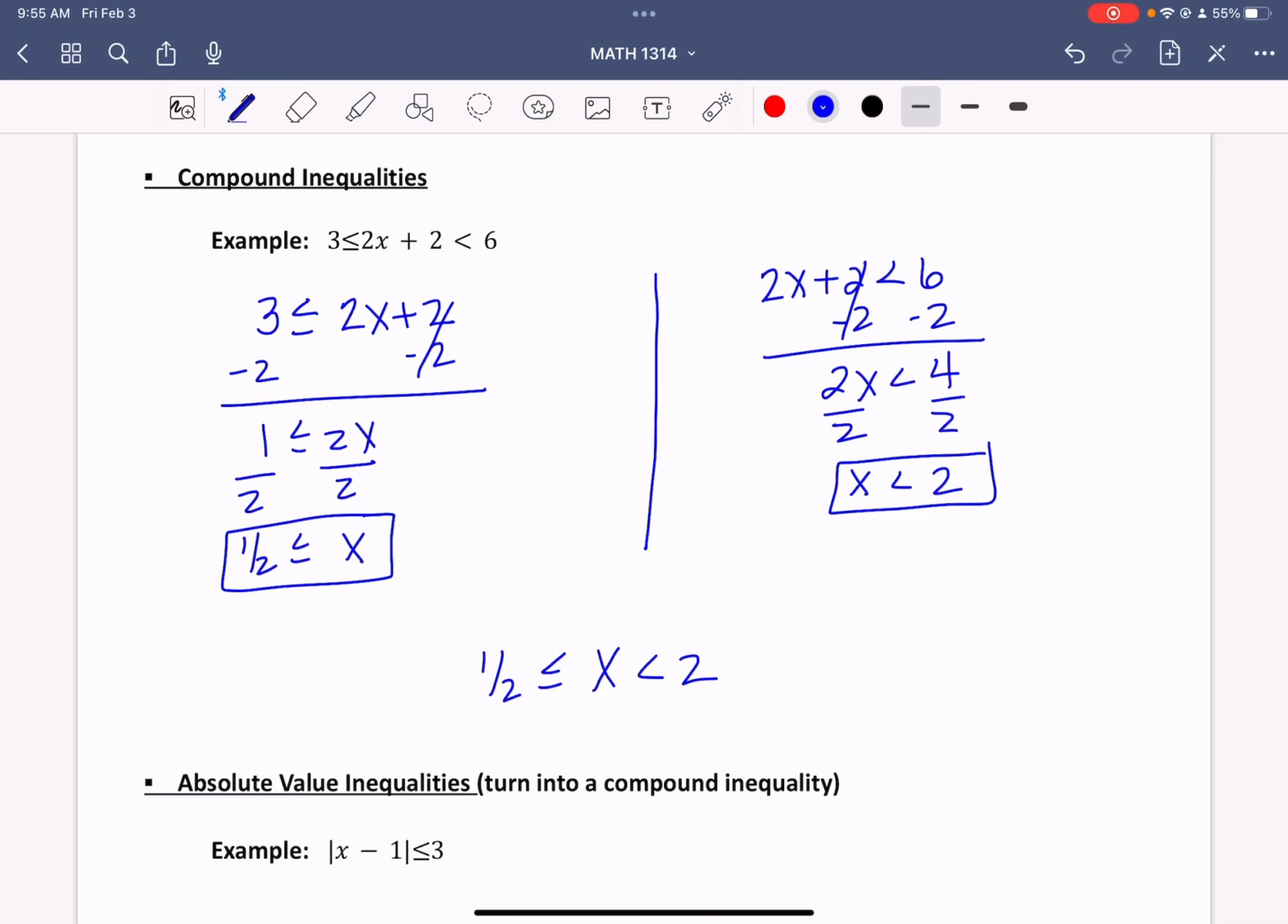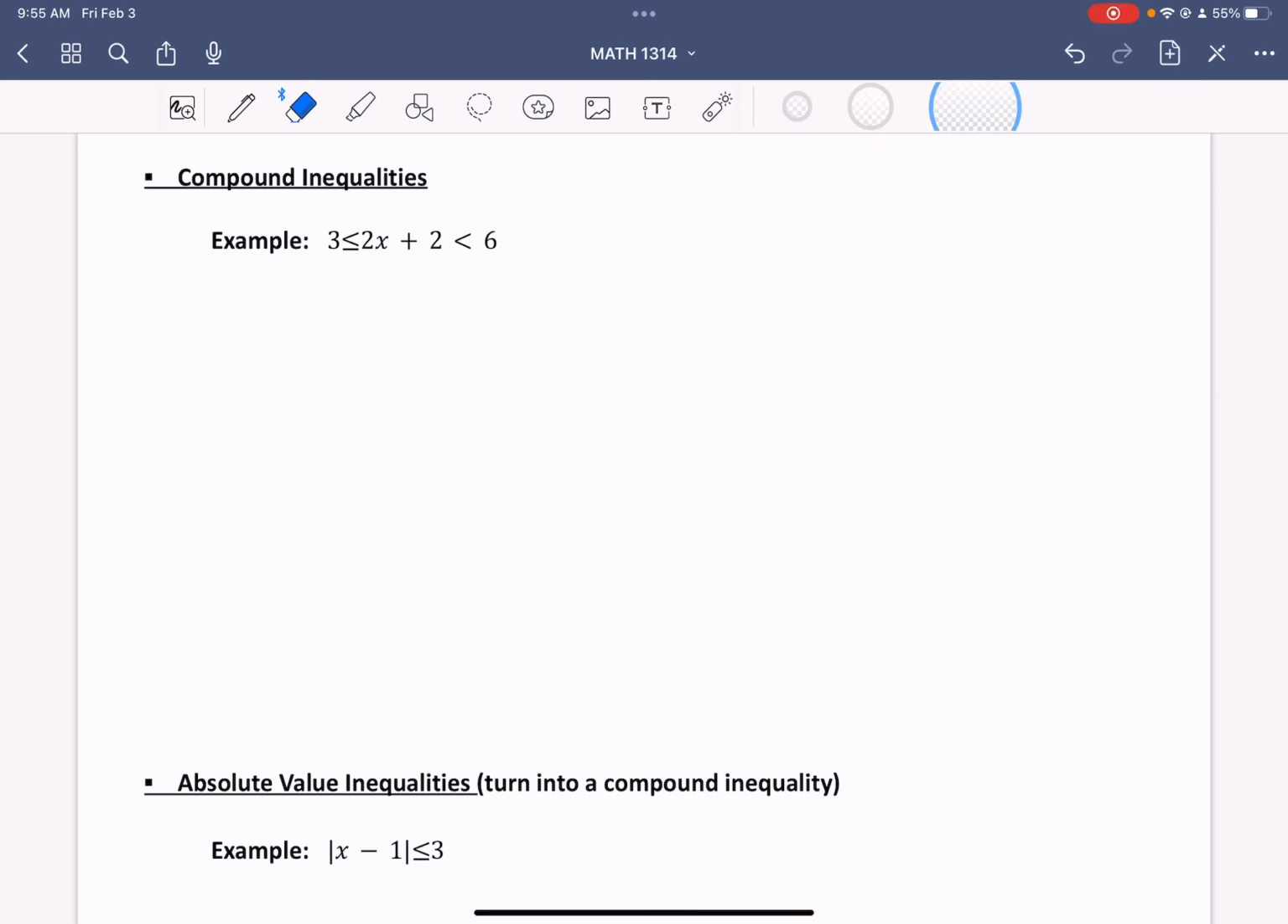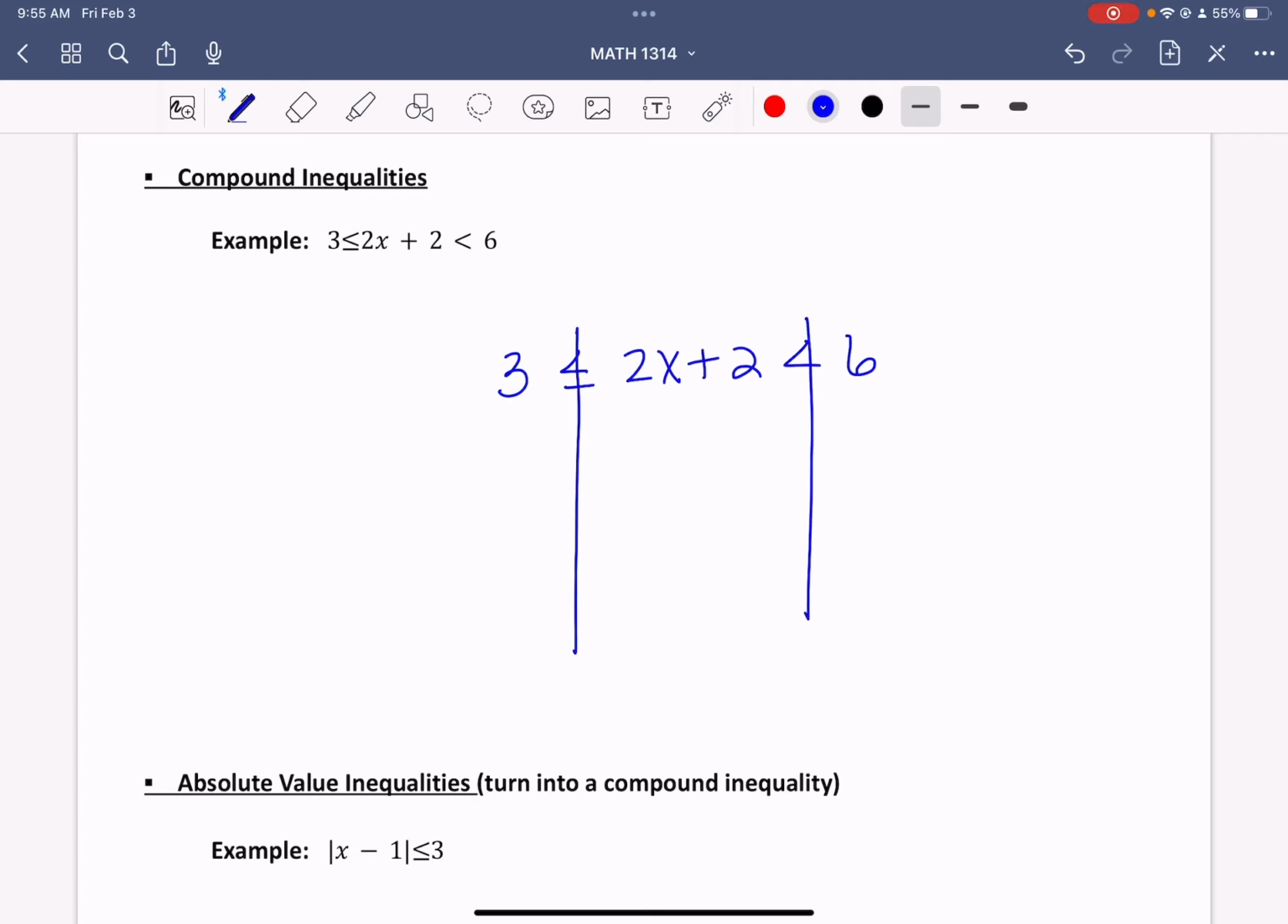Now with these inequalities, we could take this all in one approach. And so what I'm going to do is let's just work this again and see what goes on. Say I want to take 3 is less than or equal to 2x plus 2 less than 6. What I could do is I could create barriers right here. And I could say, you know what? My goal is to get x by itself. So in order to get x by itself, I just need to remove both of those 2's. So in order to remove 2, I would subtract 2.